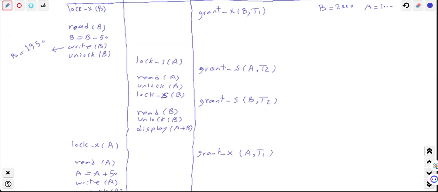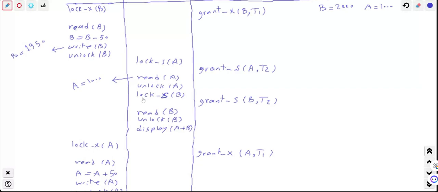Okay. Then T2 sends a shared mode lock S on A. This request is sent to concurrency control. Concurrency control checks, and there is no problem, so it grants this shared mode request on A for T2. So T2 can continue, read A, which is 1000, and unlock A, releasing the lock to the lock manager.